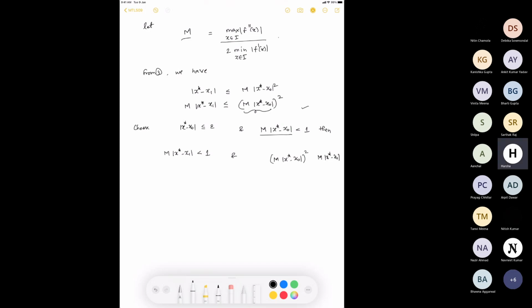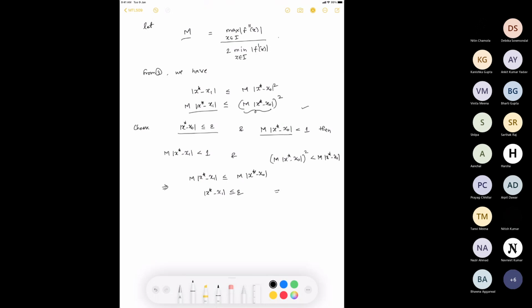And square one will be smaller. So this is going to be smaller than this scale quantity, is small, right? So from this relation, what do we have? We have that m times |x star minus x1| is less than or equal to m times |x star minus x naught|. So m cancels out, and we have that |x star minus x1| is less than or equal to |x star minus x naught|, and we know that this is less than or equal to epsilon.